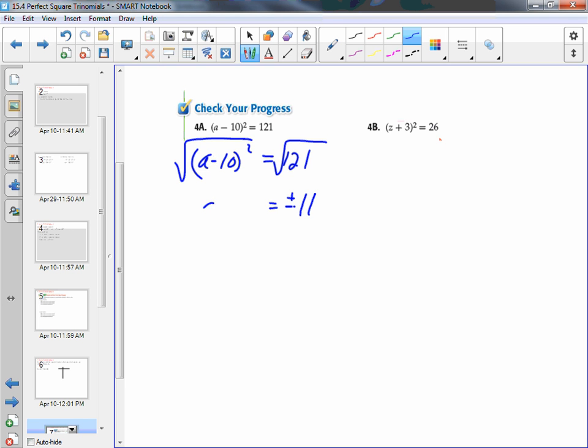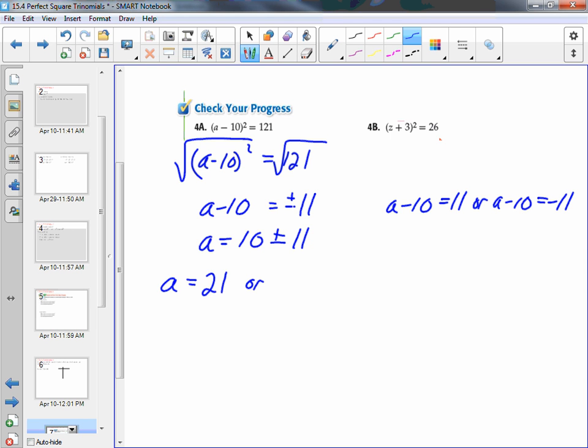What that means is that, and you don't have to write this out twice yet, but what that means is a minus 10 equals 11, or a minus 10 equals negative 11. So we are going to get the two solutions you expect with quadratic equations. So if a minus 10 equals plus or minus 11, a equals, add 10 to both sides, 10 plus or minus 11. Get two solutions, one using the plus sign, one using the minus sign. 10 plus 11, I get 21. 10 minus 11, I get negative 1.